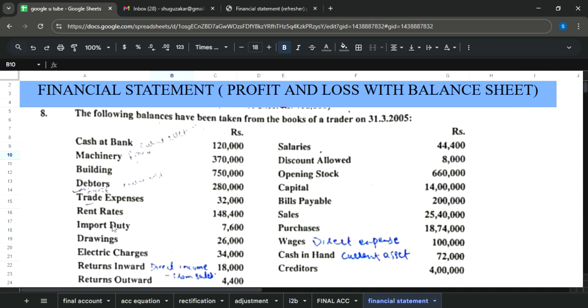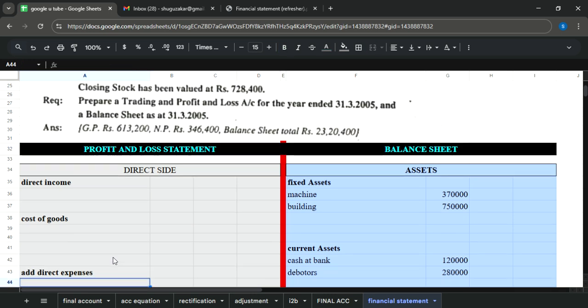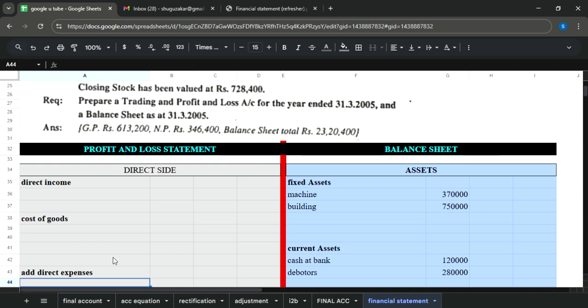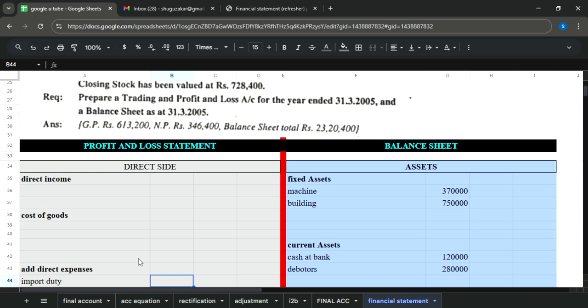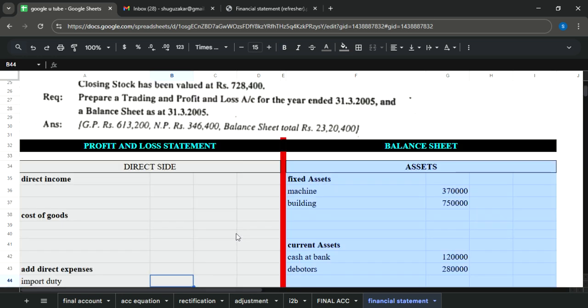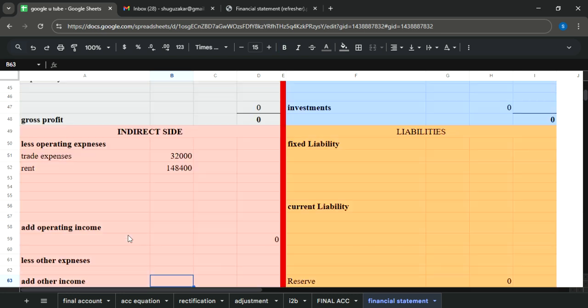After rent we have import duty. This is your direct expense. So here in cost of goods sold you will write import duty over here. Amount of import duty is 7,600. Then we have drawings, which is part of your fixed liability.